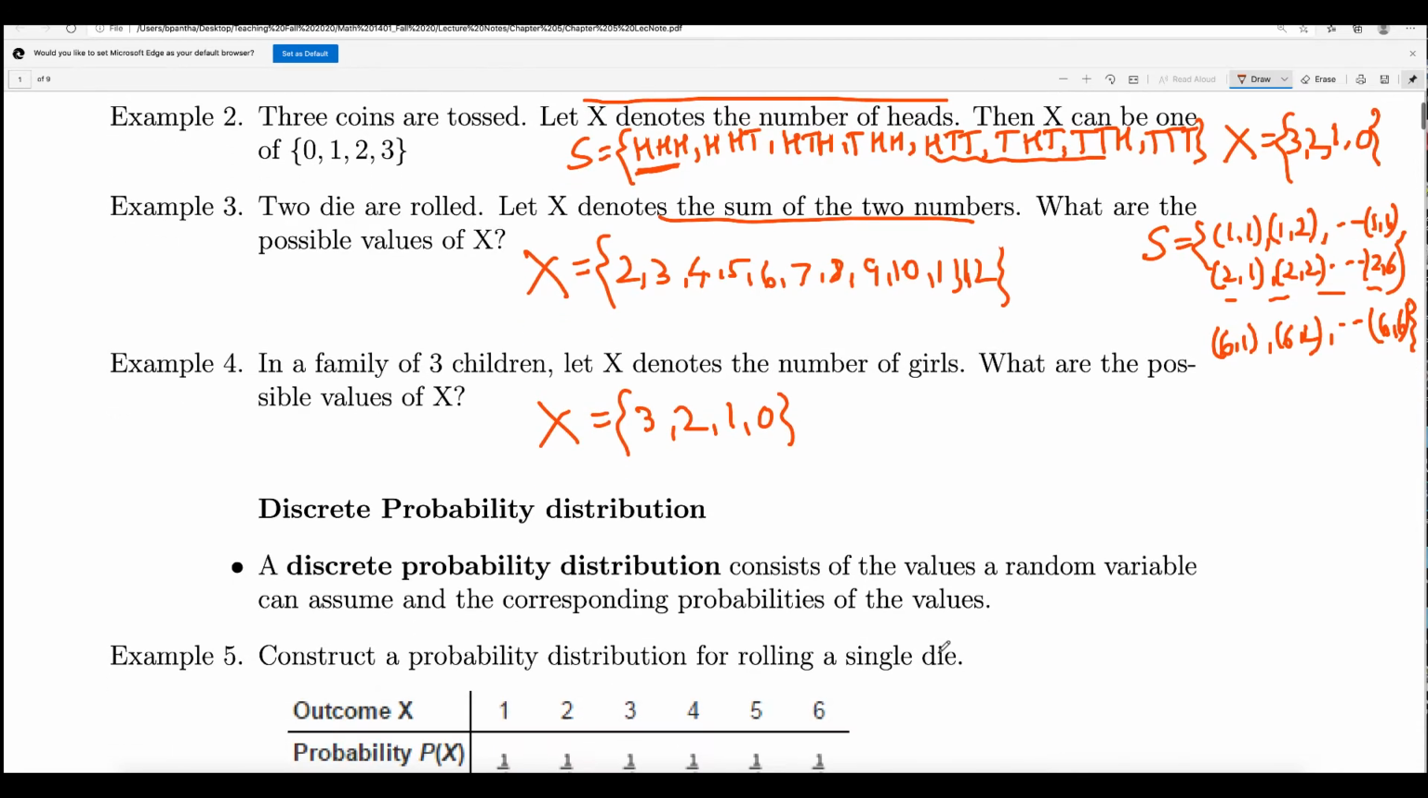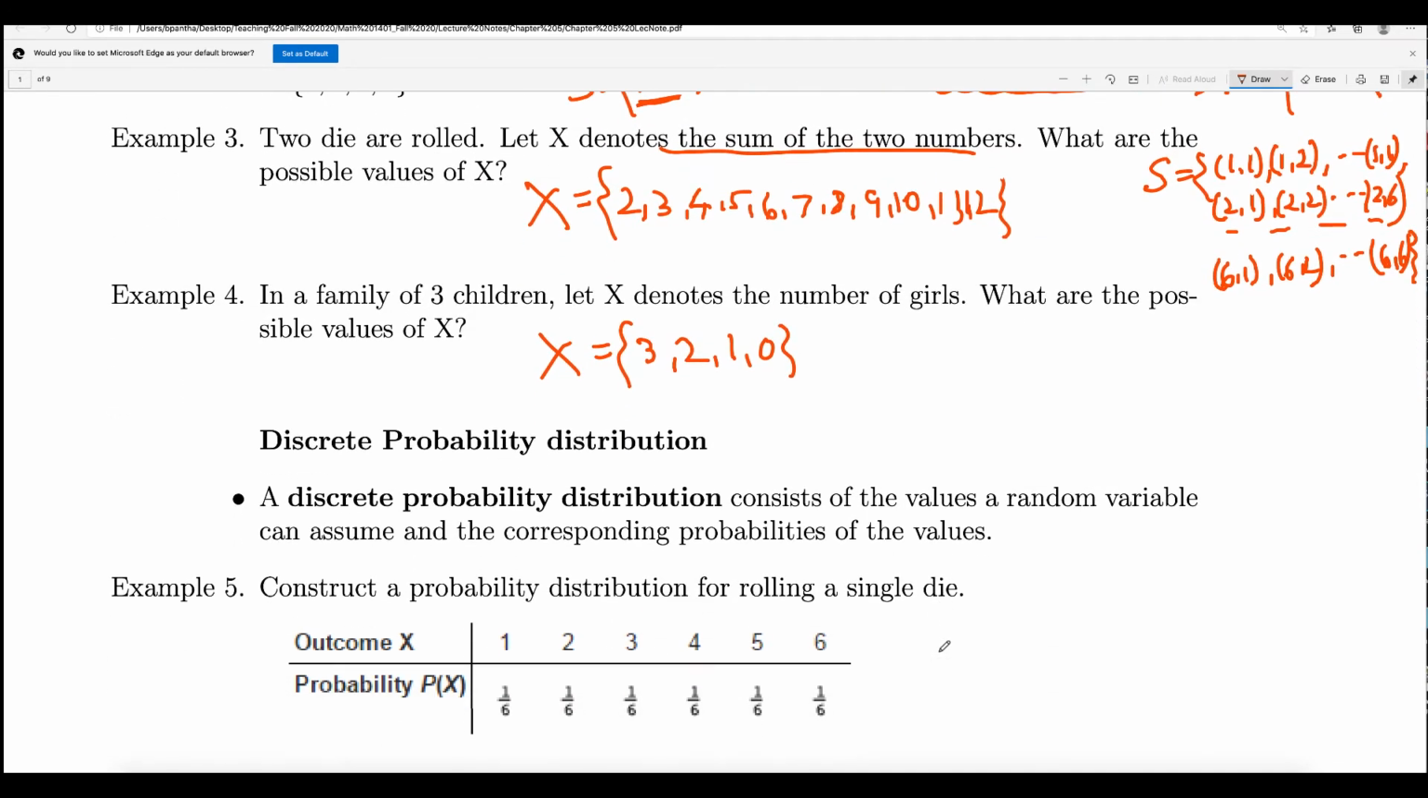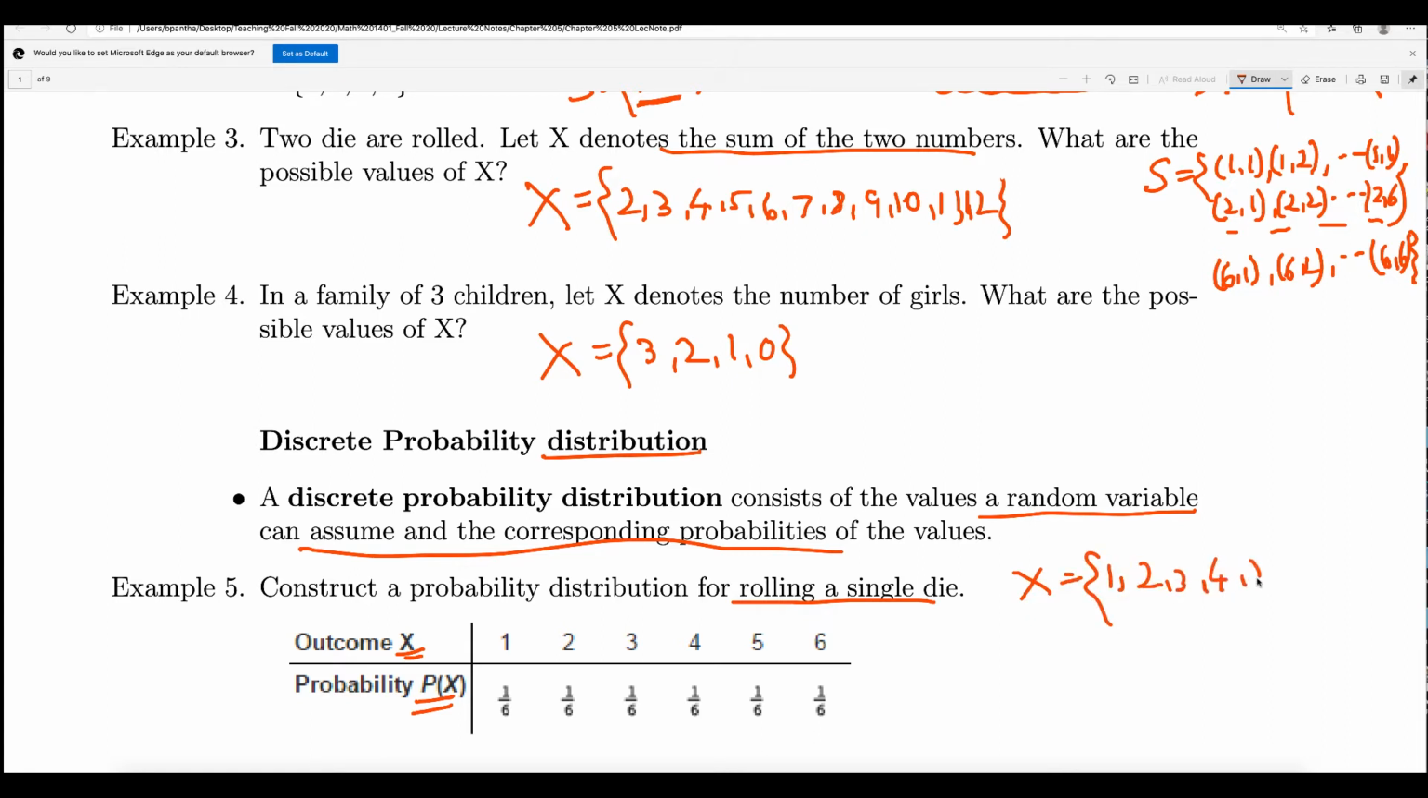The next thing is the discrete probability distribution. A discrete probability distribution consists of the values of the random variable that it can assume and the corresponding probabilities. So we write in a table, in a distribution, the values of the random variable denoted by X, and then we write the probability of those X. For example, when you roll a dice, let X denote the number on the top. It could be 1, 2, 3, 4, 5, 6. These are the possible values for X if X denotes the number on the top when you roll a dice.